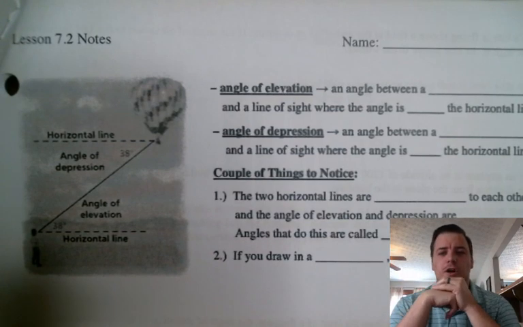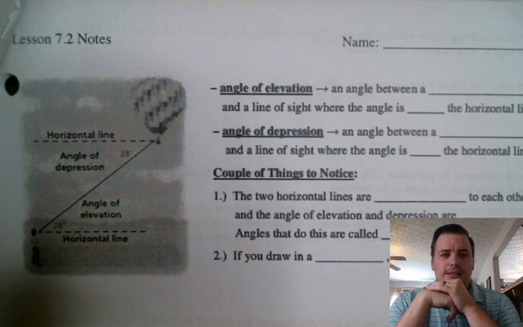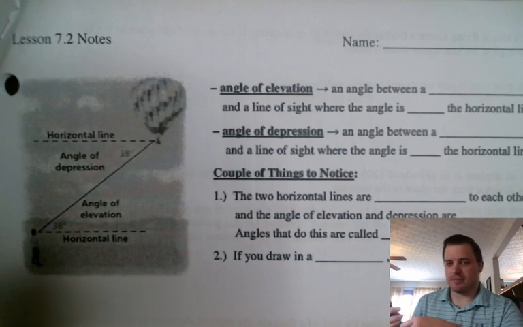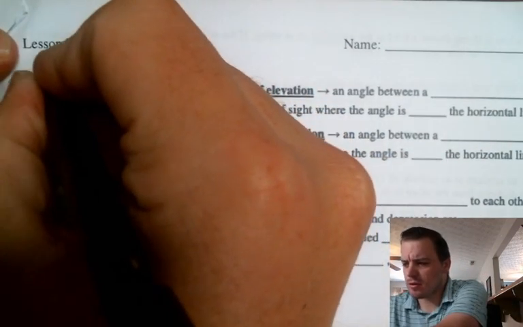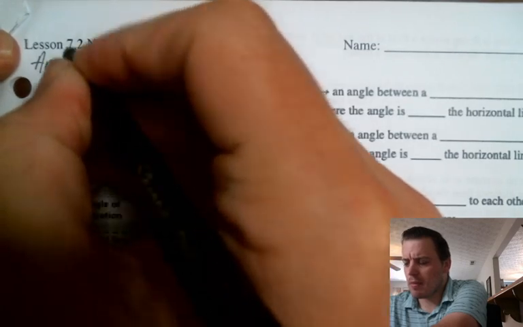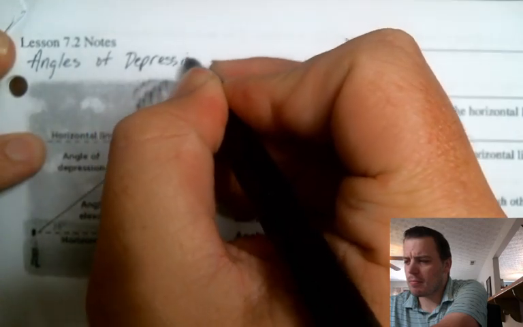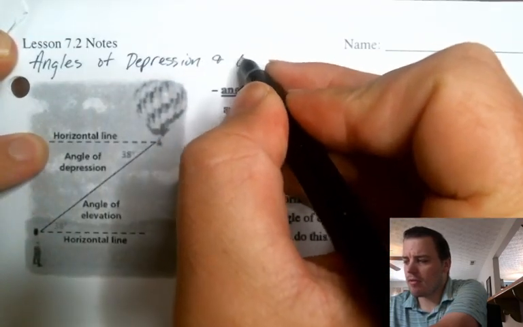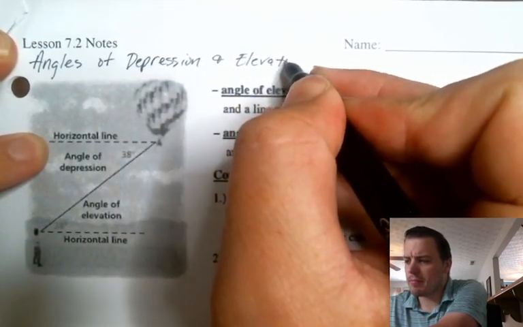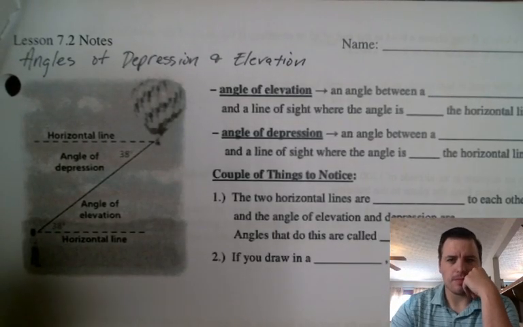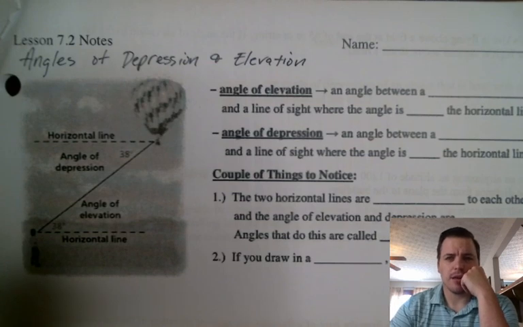All right, so here we go. Lesson 7.2 notes is all about angles of depression and elevation. Angles of depression and elevation.